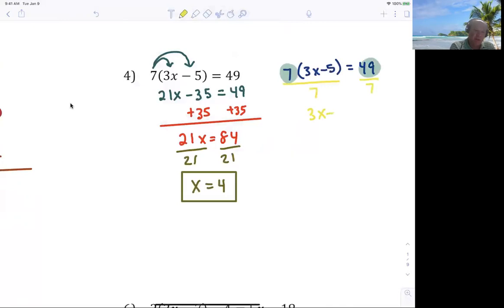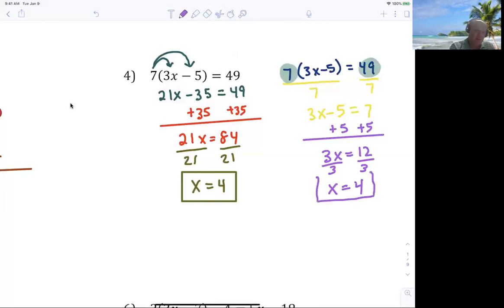3x minus 5 equals 7. All right, now from there, add 5. 3x equals 12. Divide by 3. X equals 4. All right, notice, same exact answer. The numbers are just a little bit smaller on the right side. That's all.